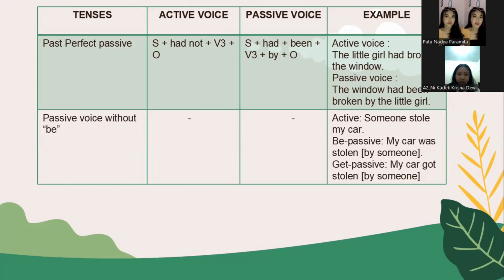Number 7 is passive voice without be. Sometimes we can use get instead of be in passive construction. For the example, for active: someone stole my car. Be passive: my car was stolen by someone. Get passive: my car got stolen by someone.